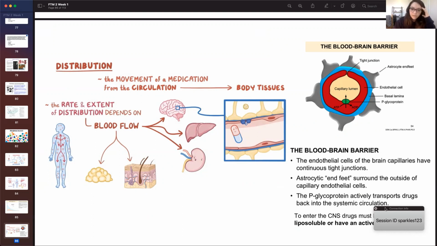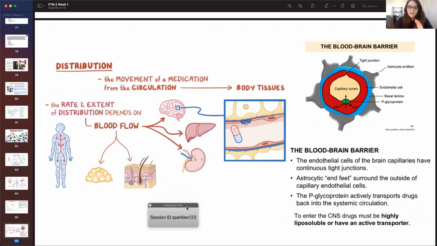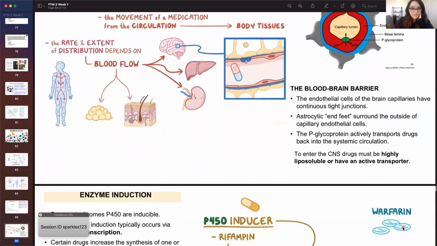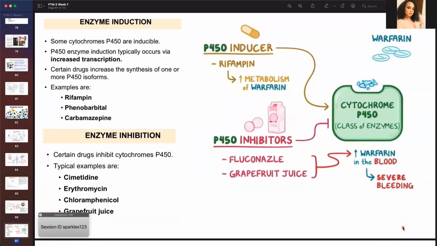The P glycoprotein, I know that was one of the slides in your lecture. Just understand what the P glycoprotein is going to do. In this case, it's going to actively transport drugs into the systemic circulation, or pretty much out of the brain. And then to enter the CNS, one of the things you want to keep in mind is you want things that are highly liposoluble, and or they have their own active transporter that will shuttle them into the brain. I actually have a question.